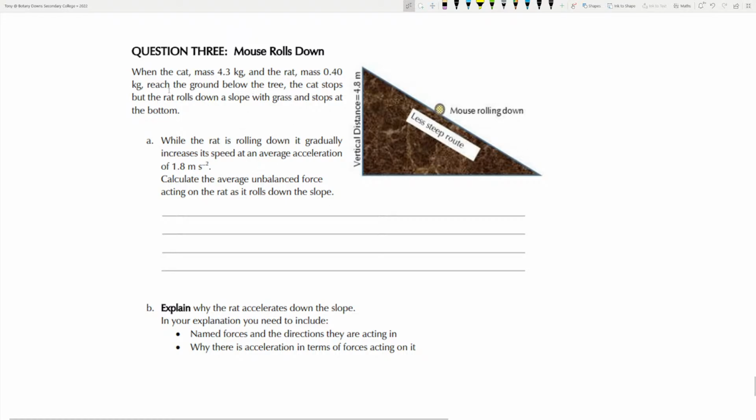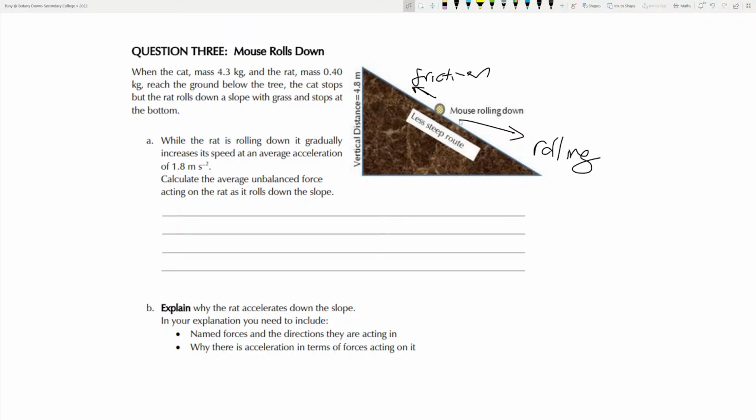Alright, let's have a look at this. The cat and the rat reach the ground below the tree. The cat stopped, but the rat rolled down the grass. While the rat is rolling down, it gradually increases speed. Calculate the average unbalanced force. Explain why the rat accelerated down the slope. Okay, so that's because the rat has a rolling motion, and the force over here would have been friction.